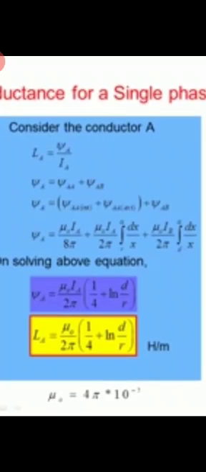I'll zoom out so you can observe things here. Consider the conductor A. For conductor A we will try to define the inductance. So LA is given by psi A divided by IA, where psi A is the flux linkage in conductor A and IA is the current flowing through the conductor A. But in the next line you observe, psi A is equal to psi AA plus psi AB.